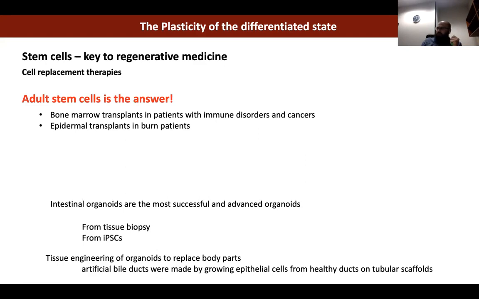The problem with adult stem cells is that they are not pluripotent. But the good thing about adult stem cells is that they are taken from the same person, so there will not be any immune problem. And they have been used for many decades for immune disorders and cancers, where people have been receiving bone marrow transplants for different diseases.